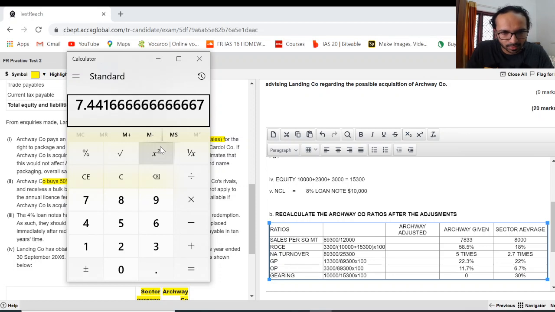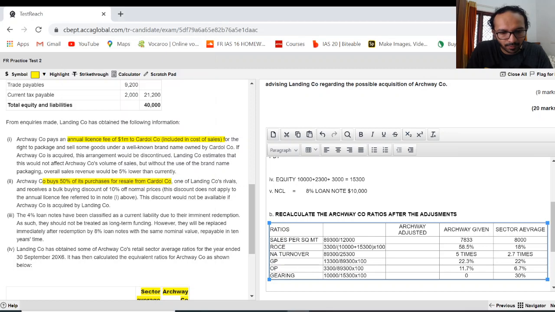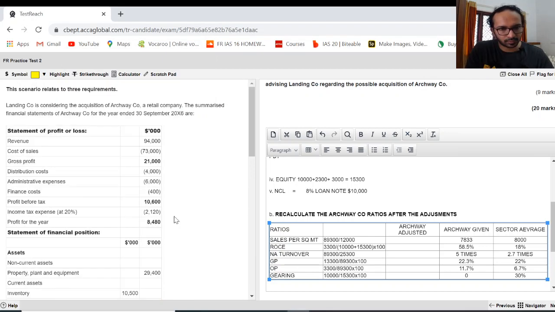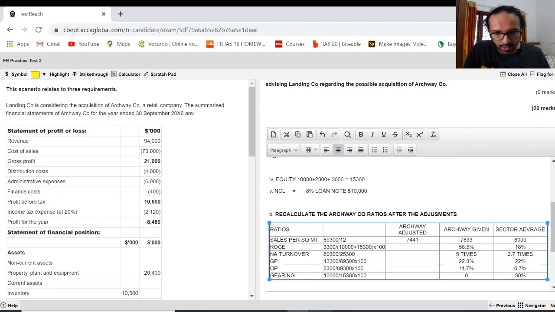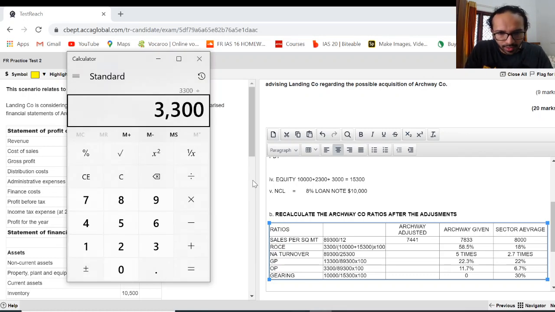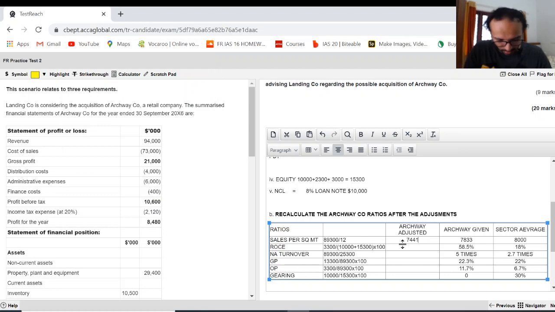The 89,300 was expressed in thousands, so the 12,000 should also be expressed in thousands. That is the reason. So 89,300 divided by 12 is 7,441. ROCE is 3,300 divided by 25,300 into 100, which is 13%.